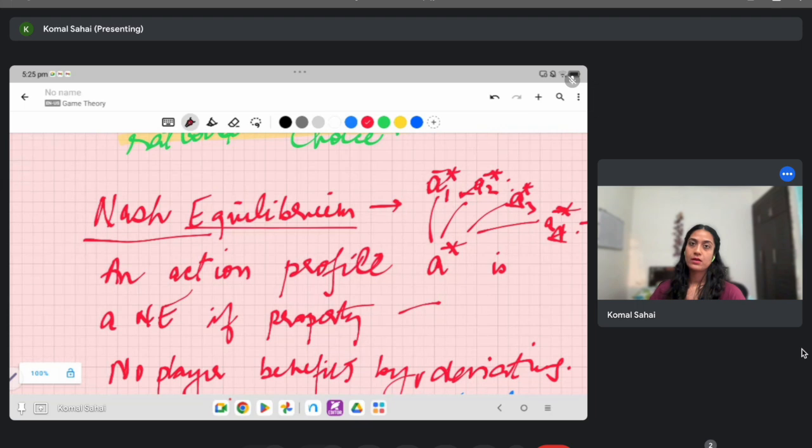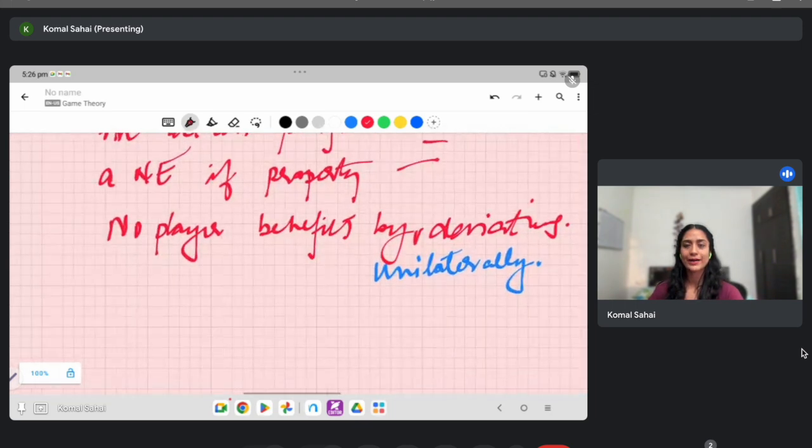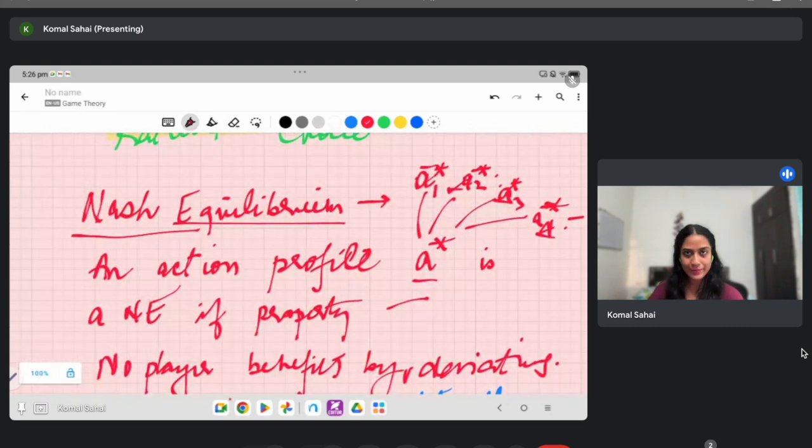are already choosing the actions according to A star, प्लेयर 2 ने A2 स्टार चूज कर रखा है, प्लेयर 3 ने A3 स्टार, प्लेयर 4 ने A4 स्टार, तब प्लेयर 1 के लिए A1 स्टार बेस्ट हो. If player 1 chooses any other action other than A1 star, that should make her worse off, I mean the correct definition is that should not make her better off. She can be at the same payoff, same हो सकता है, but better नहीं होना चाहिए.